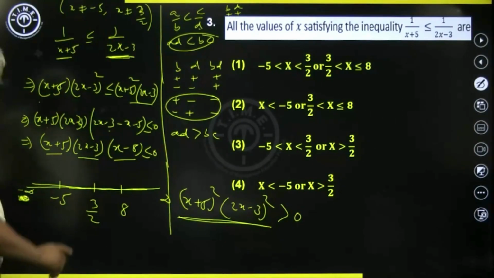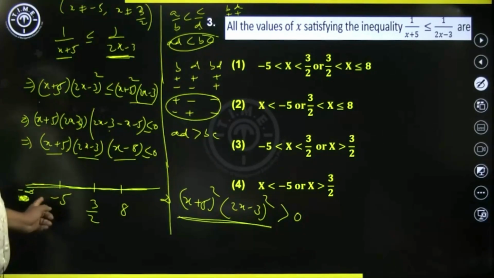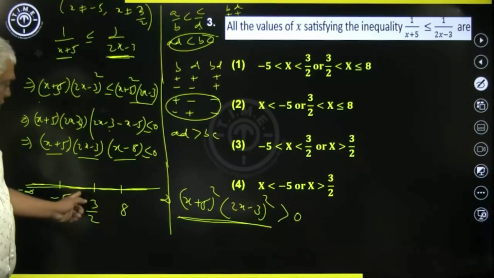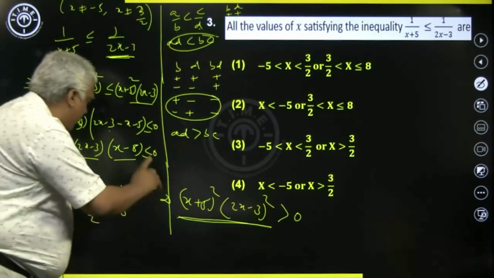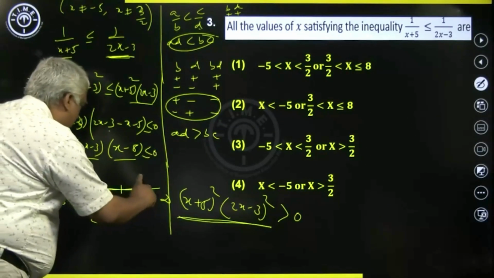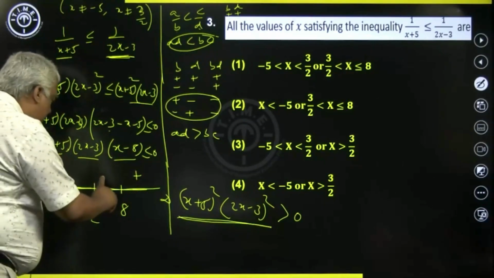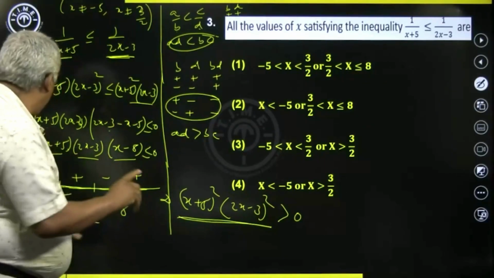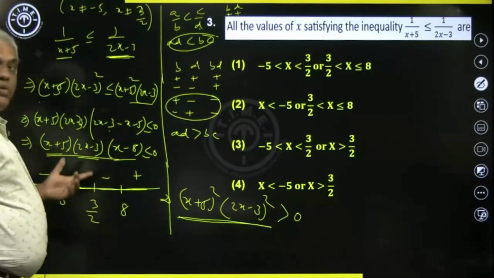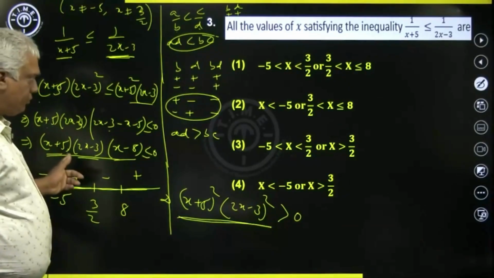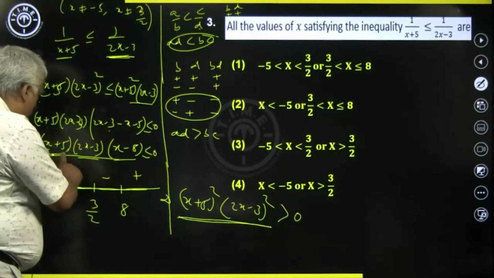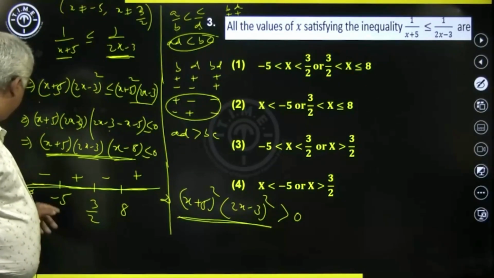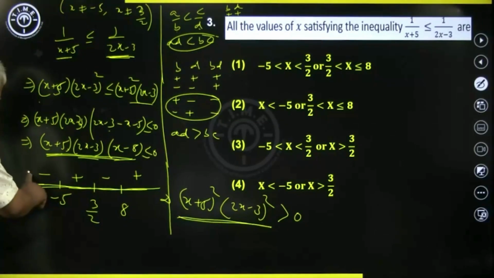So basically the number line is divided from minus infinity to minus 5, then minus 5 to 3 by 2, 3 by 2 to 8, and 8 to infinity. Now, you know that this is plus, this is minus, this is plus, this is minus. These plus minus signs are for the whole expression. Now, what do we want? We want this whole expression less than or equal to 0. Now, let us see where it is less than 0.